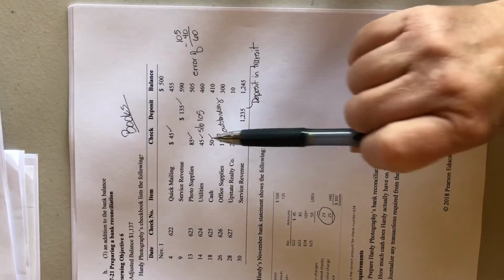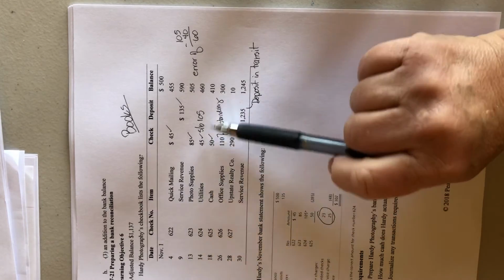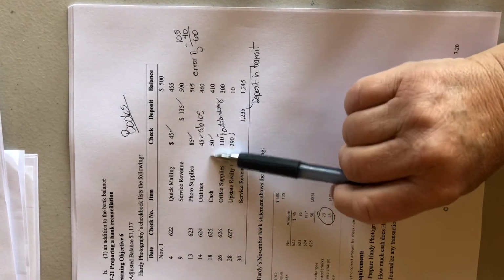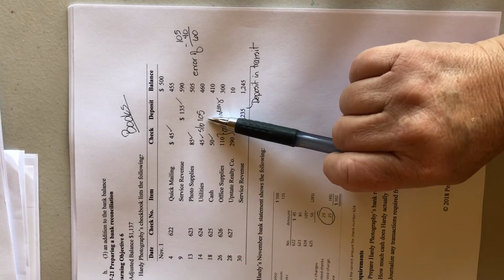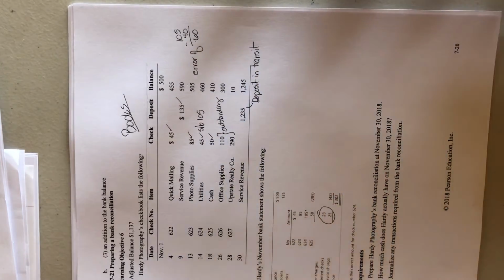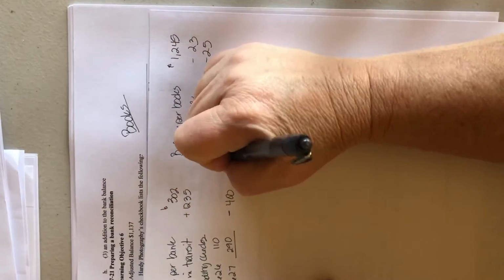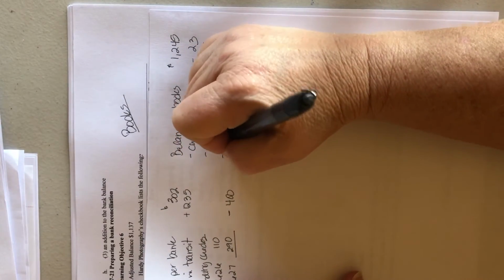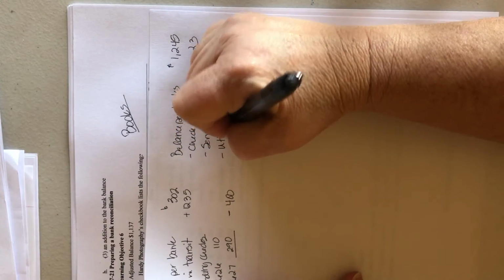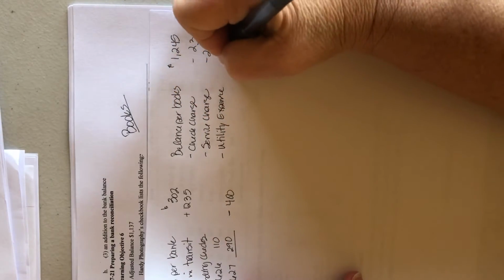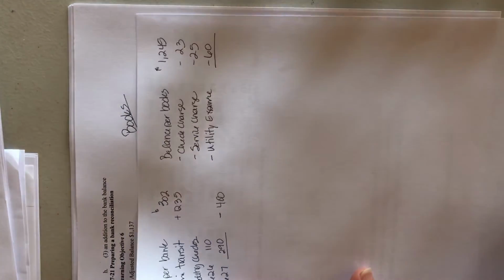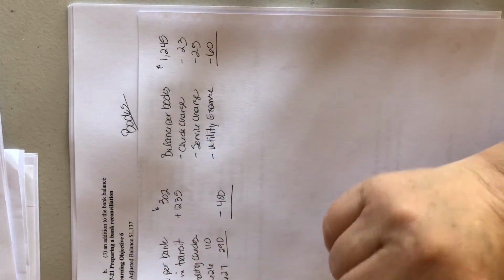However, I do have this problem up here with the utility error, the error on this check. I only took out $45. I should have taken out $105, so I have to take out another $60. So I'm going to do utility expense because that's what it was originally for. I'm going to take out another $60. And that's all I have on this one.